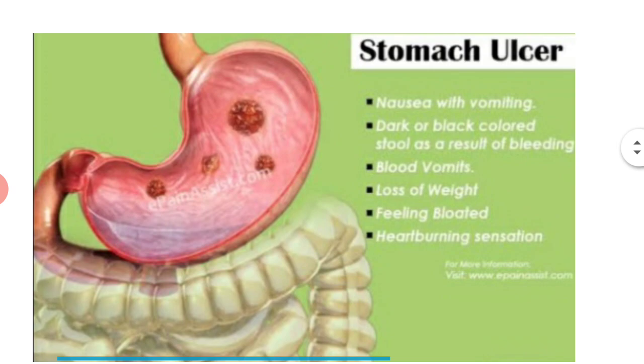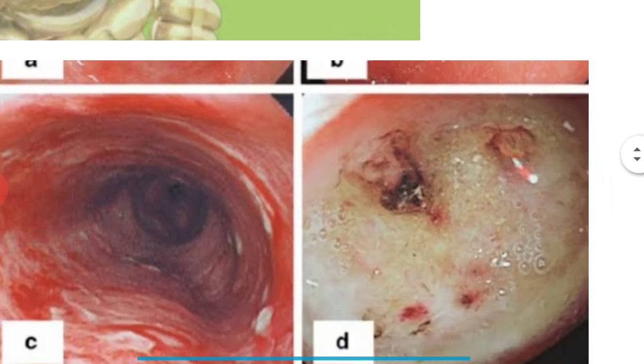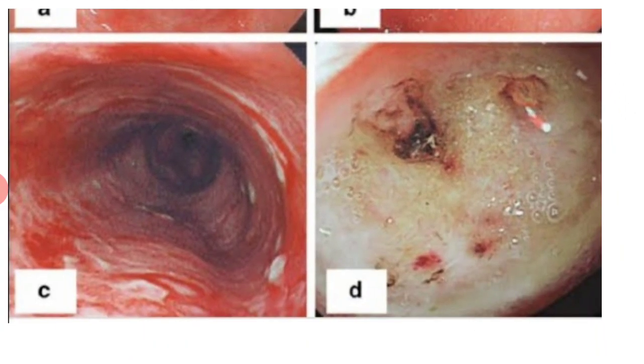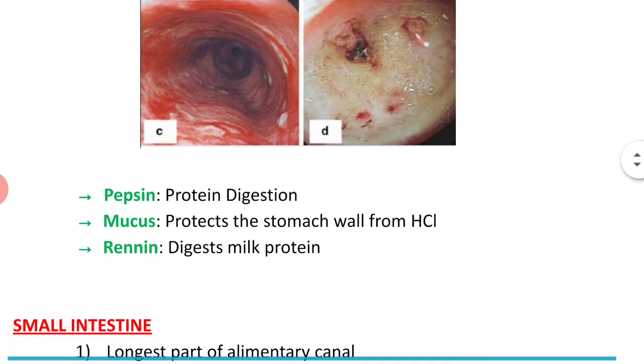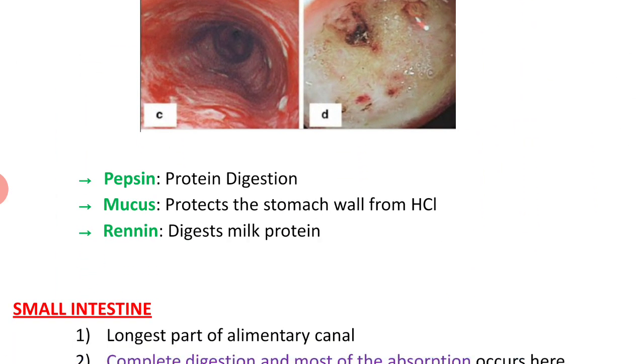This is a diagrammatic sketch. Now, if you see an endoscopic view of ulcers, this is what it exactly looks like. So you can see the stomach wall has been deteriorated because of the HCl, and you can see blood spots also in the inner wall of the stomach. So it should be treated immediately.